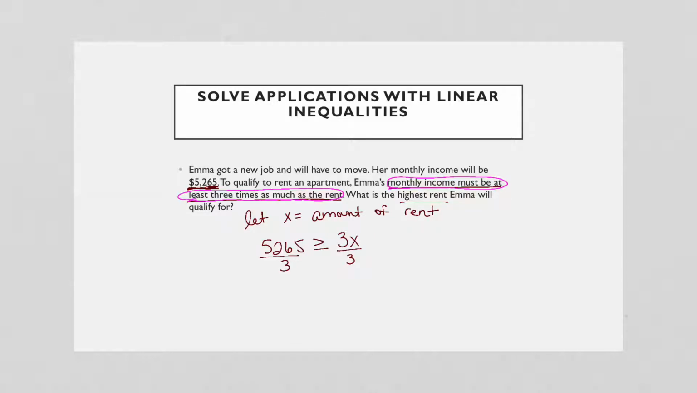Okay, so 5,265 divided by 3 is 1,755. I did not divide by a negative number, so I don't need to flip my signs. So there, that's what we got. We got that $1,755 is greater than or equal to X. Or, if I want to flip this around the other way, notice how the pointy side is facing the variable. I could say that her rent, the amount of her rent, has to be less than or equal to $1,755.